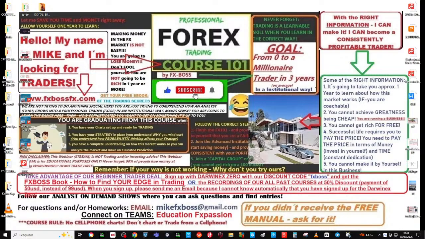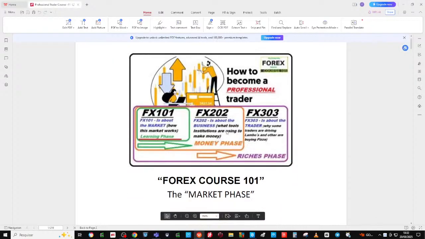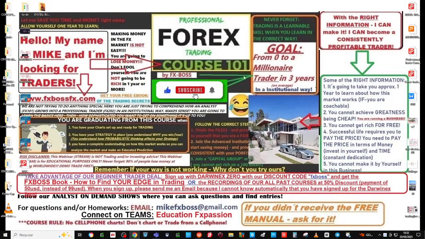Today we have lesson 20, market structure and trends, chapter recap, everybody. Never forget what the goal is: to bring you from zero to a millionaire trader in 3 years on average, not in 1 year, unfortunately, not in 1 week, but in about 3 years. This is the average time it takes to jump from Forex course 101 to Forex course 202, which is the business phase, the money phase, and finally get consistent and make the big money.